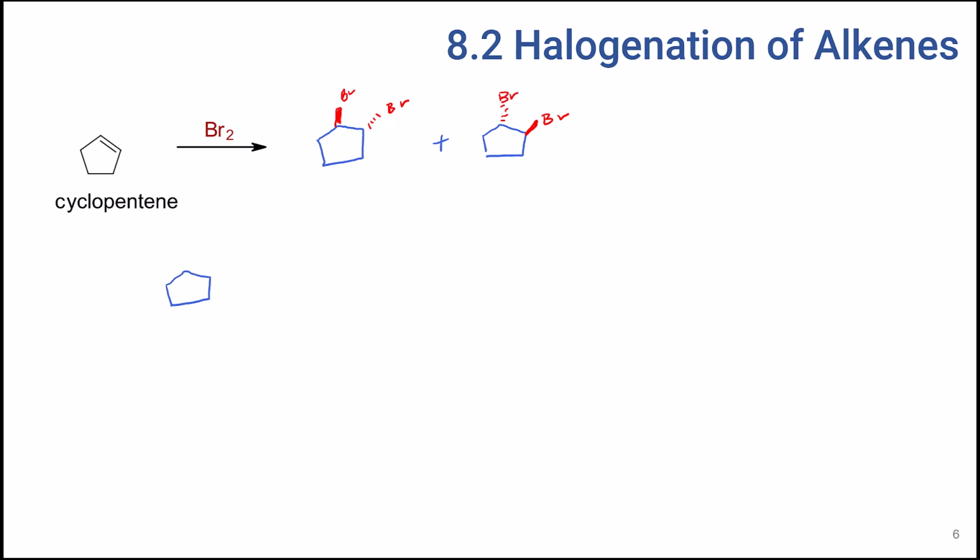And what happens is one Br is going to add. It's going to form a cyclic structure. And the other Br that's present is going to do a nucleophilic attack here on the backside. So if these were wedged, that's going to attack from the backside and open up your bond here in order to form the trans product. So addition is exclusively trans. And this structure here is called a bromonium ion.